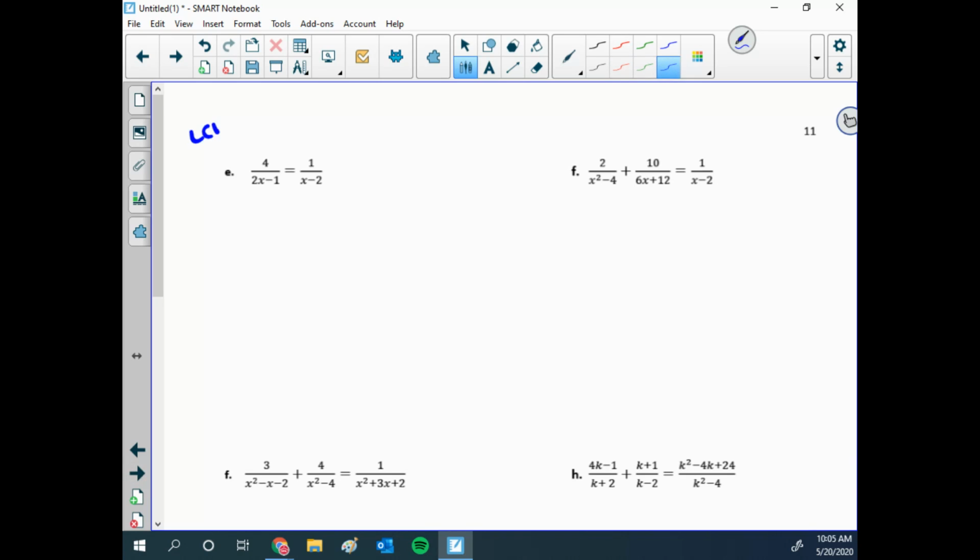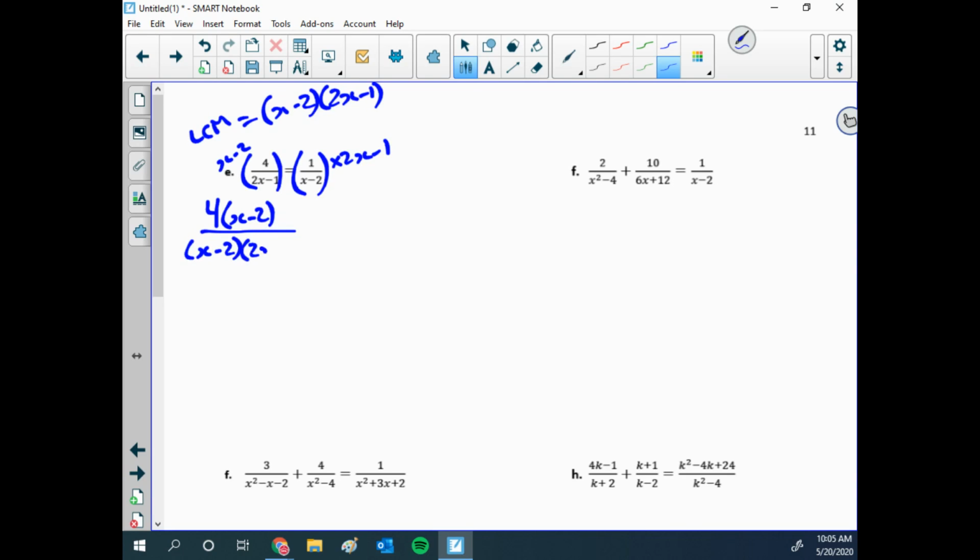I do need to find my lowest common multiple. So my lowest common multiple is actually just going to be a combination of those two binomials. It's going to be x minus 2, 2x minus 1. So that means I'll have to take this binomial and multiply it by x minus 2, and take this binomial and multiply it by 2x minus 1. So on my numerator, it would be 4x minus 2 over x minus 2, 2x minus 1, equals 1 times, which I don't really need to include, 2x minus 1 over x minus 2, 2x minus 1.